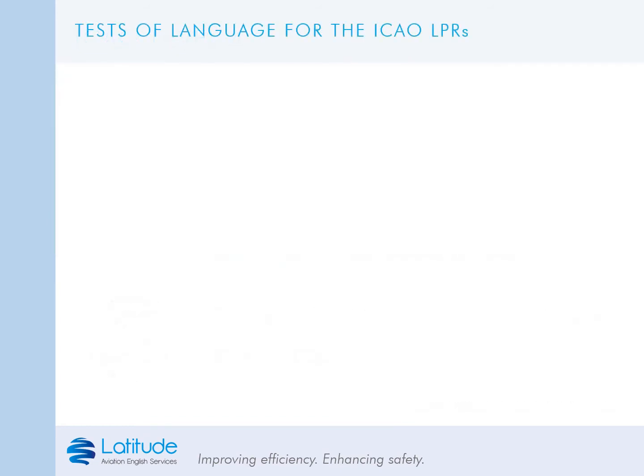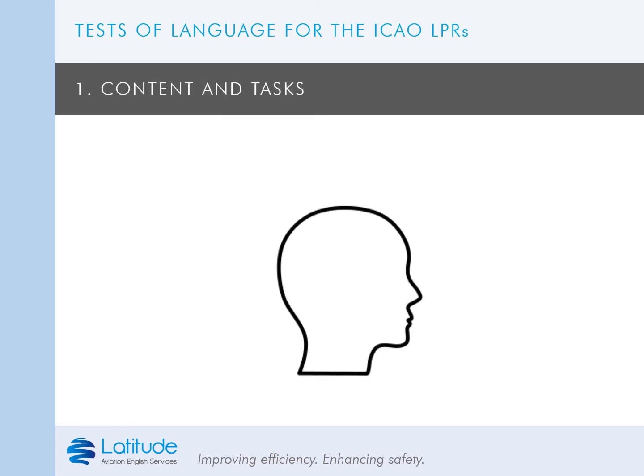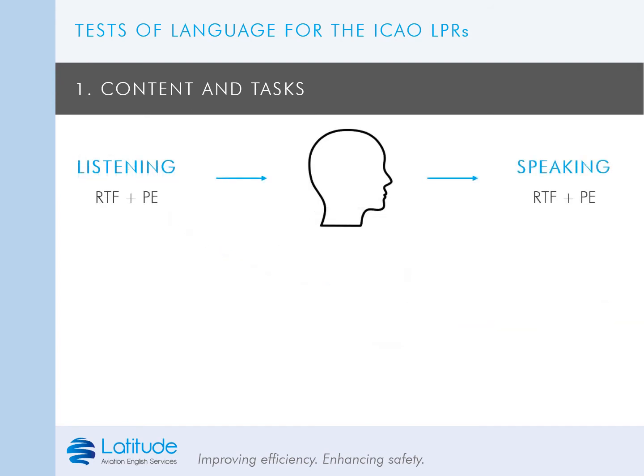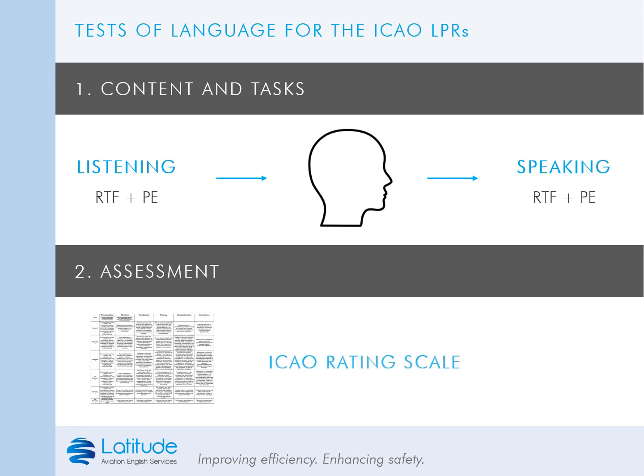For tests to measure in accordance with the ICAO LPRs, they need a certain number of characteristics. Two of these are content and assessment. On content, the task must address RT communication, both in terms of what the candidate listens to and what the candidate says. On assessment, the task must generate scores with reference to the ICAO rating scale. If these two qualities are not present, then it is not an ICAO English test. It's as simple as that.